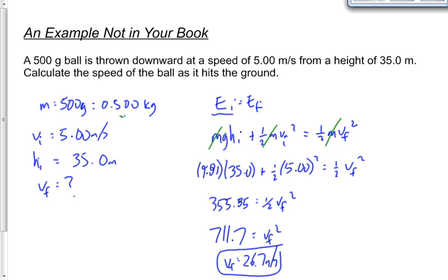Remember, just the steps. Step number one, EI equals EF. Step number two, ask yourself those three questions. Step number three, plug in your equations and your numbers and solve. All right, let's get at that.